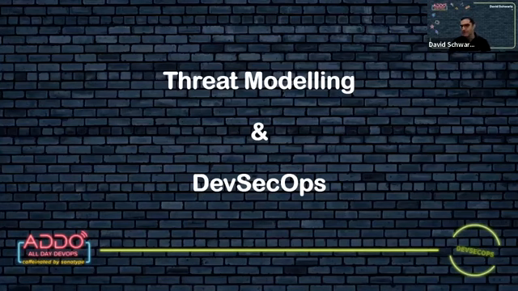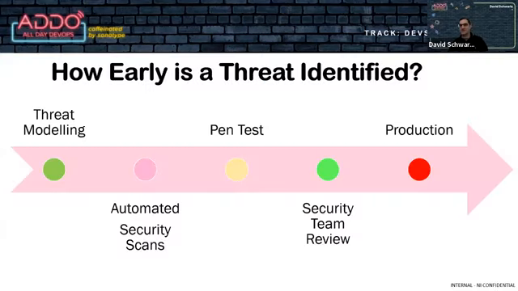So now let's take a look at threat modeling and DevSecOps. Where does it fit into the DevSecOps model? I mean, as much as anyone else, I'll tell you most of DevSecOps is about automation. And that's great. I love the automated security scans. I love the tools we put in to make sure people can't put in dangerous code. Where's threat modeling? Well, threat modeling is really about how early is the threat identified.